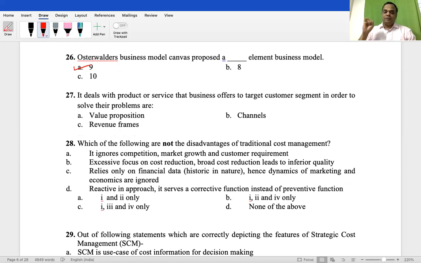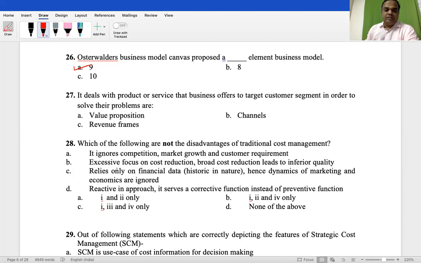Whereas in the revenue structure, 3 elements: customer relationship, customer segment, and channel. So 3 plus 3 plus 1 plus 1 plus 1. Totally 9 elements are there.